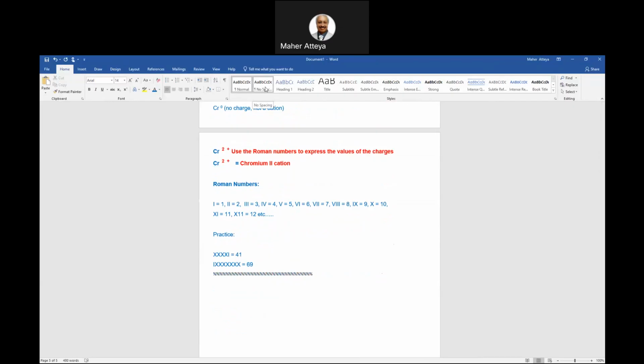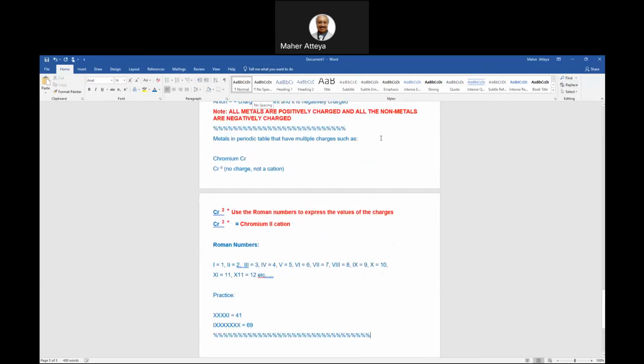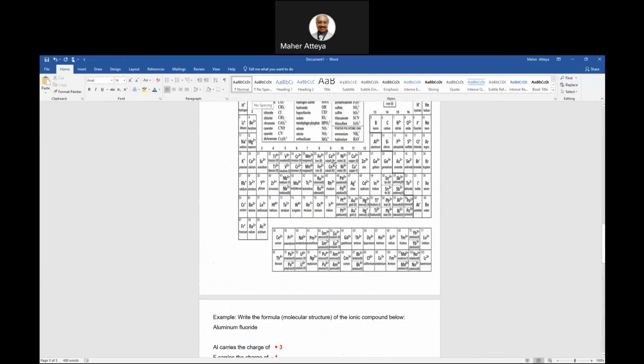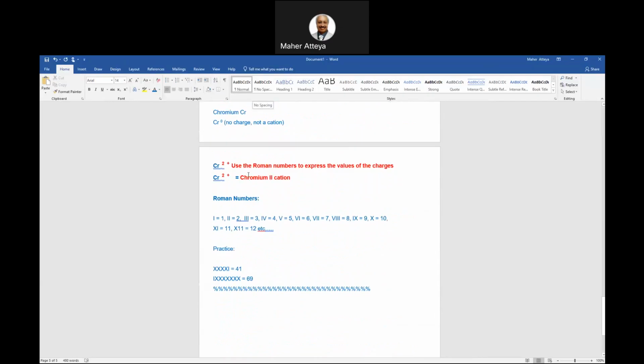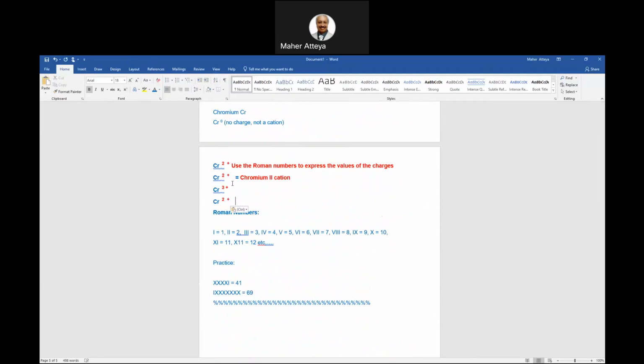Now, we know the Roman numerals, because that's very important to know. When it comes to naming, you have to add them, when it comes to multiple charges of those elements. So now we have chromium 2 and we have another one, chromium 3. So here it is. That's 3 here. And guess what? We have chromium, let me just paste this one here, 6.